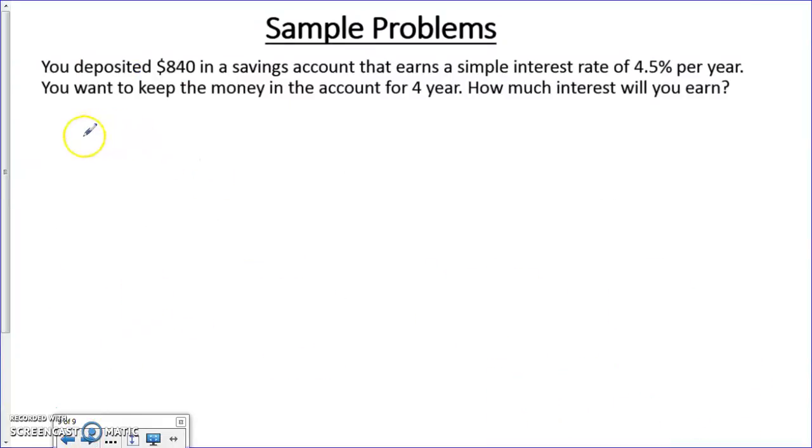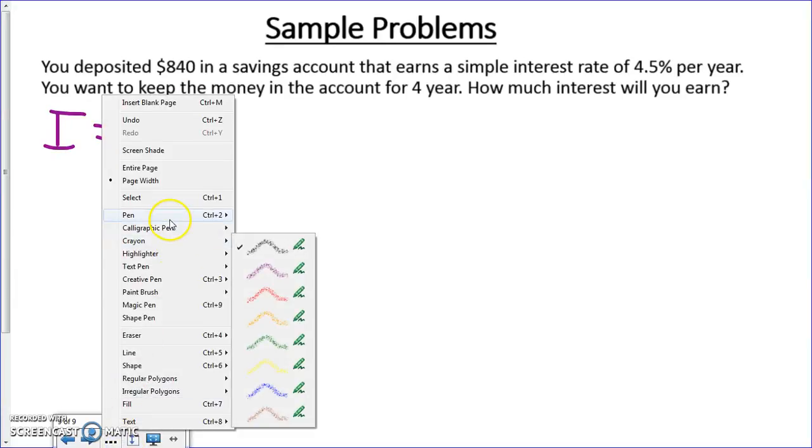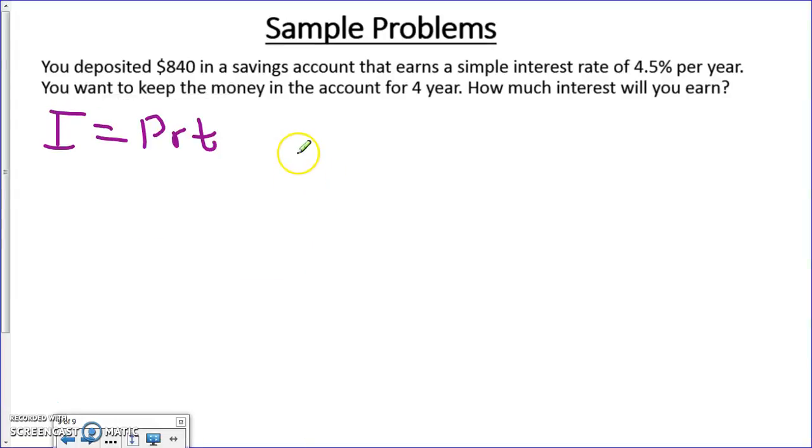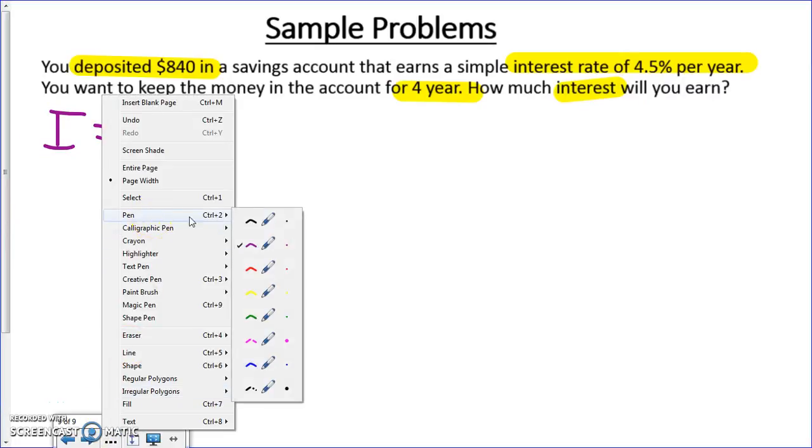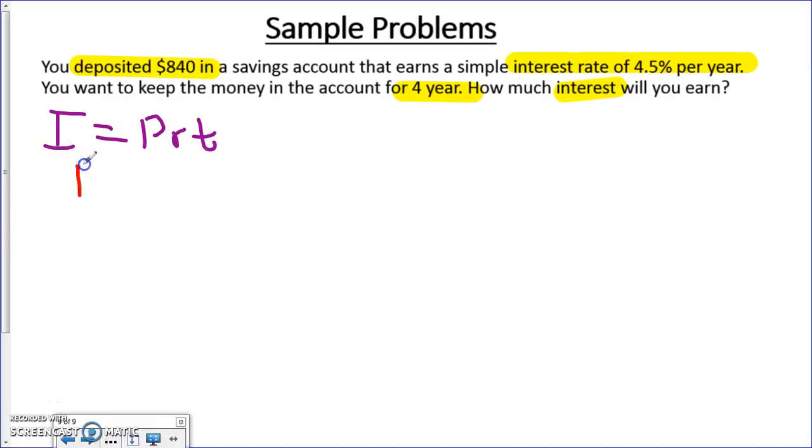Let's look at one more together. So let's look at a simple interest formula. So this problem, I equals PRT. So it says you deposited $840 in a savings account that earns a simple interest rate of 4.5% per year. So we know that we deposited $840 and the interest rate is 4.5% per year. You want to keep the money in the account for 4 years. How much interest will you earn? So of these 4 variables here, we are solving for I. So we need to figure out what are P, R, and T. Well, P is how much you initially deposited. That's $840.